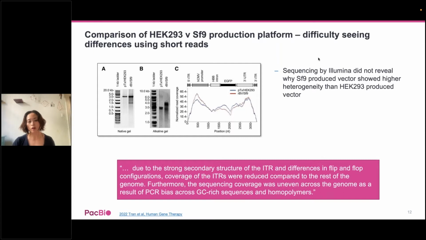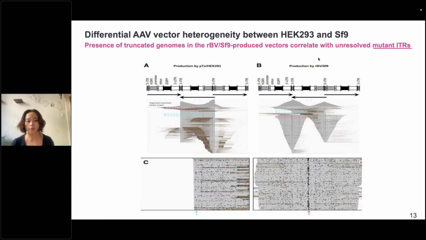Now, PacBio being long and accurate, we could actually sequence ITR to ITR. What they were able to show in this visualization, where the left-hand side is the visualization of the reads aligned to the plasmid produced by the HEK293, and on the right-hand side are the reads produced by the Sf9 platform, was that there were more truncated genomes in the Sf9 produced vectors.